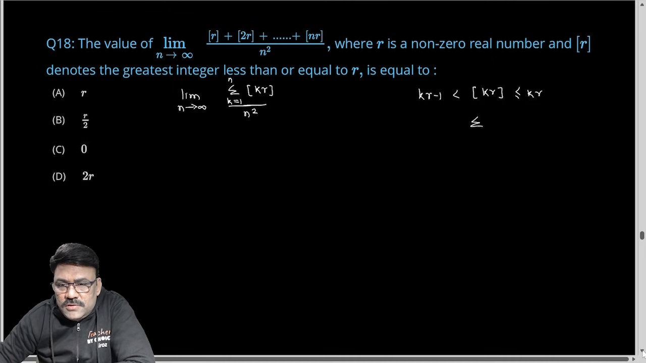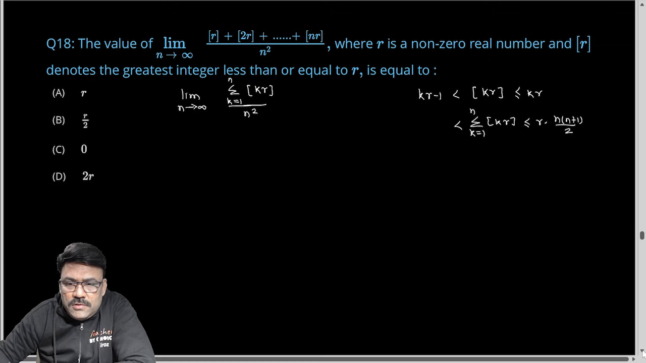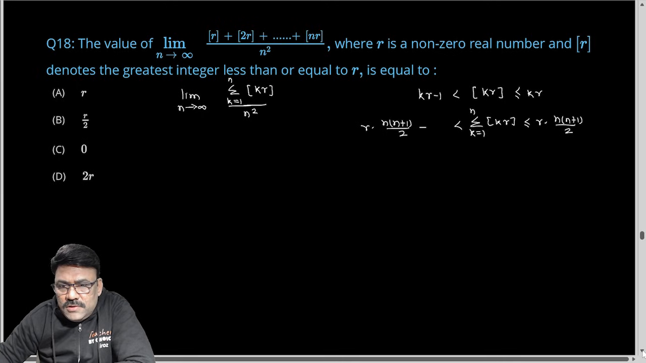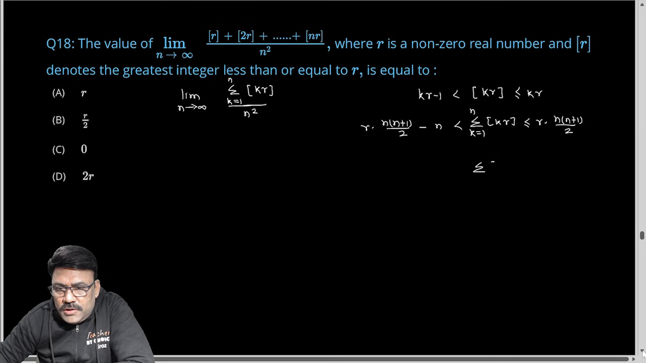So hence if I take summation here, summation integral part of kr, k varying from 1 to n, it will be less than or equal to r times summation k, which is n plus 1 by 2. And it is greater than r n plus 1 by 2 minus summation 1, which is n. Now if I divide by n square, on the left you will get r times 1 plus 1 by n over 2.